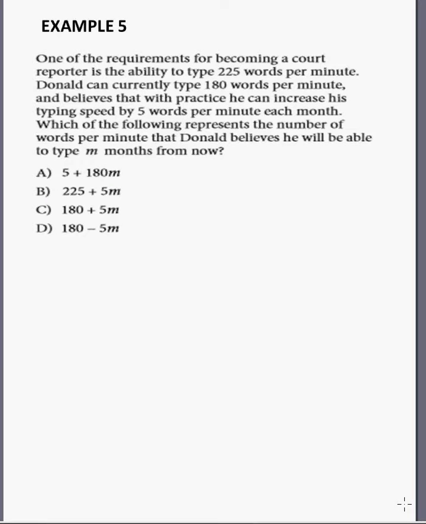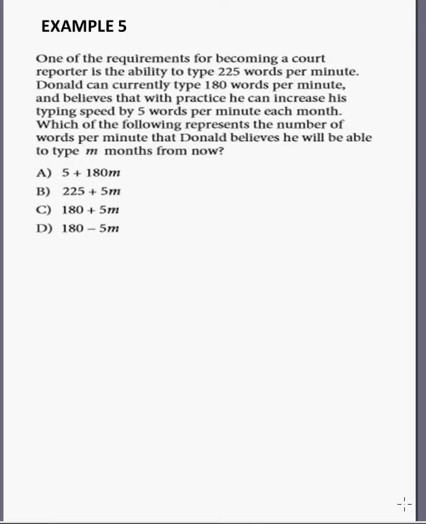Okay, let's take a look at example 5. Here we also have a question that potentially can call for level 2 plugin. If you read the question very well, one of the requirements for becoming a court reporter is the ability to type 225 words per minute. Donor can currently type 180. That means that is what we have right now.